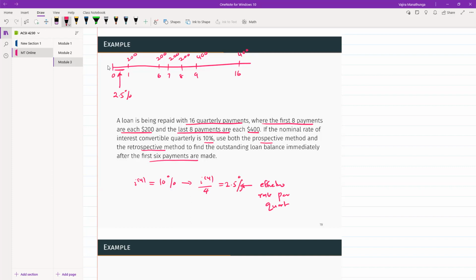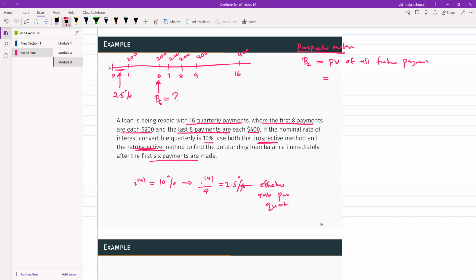Okay, so now use both the prospective method and the retrospective method to find the outstanding balance immediately after the first 6 payments are made. So we are standing here. We want to know B6, using the two methods. Let's use the prospective method first. Under the prospective method, this is the present value of all future payments.